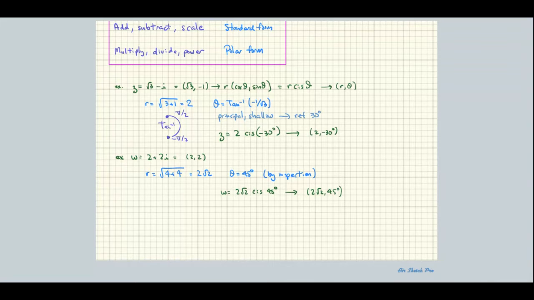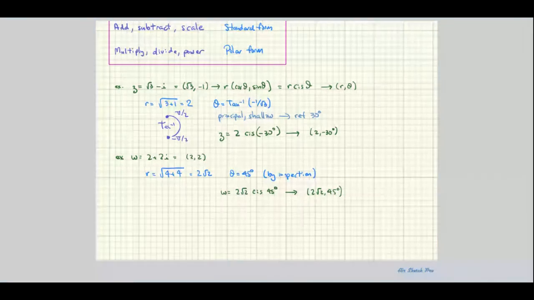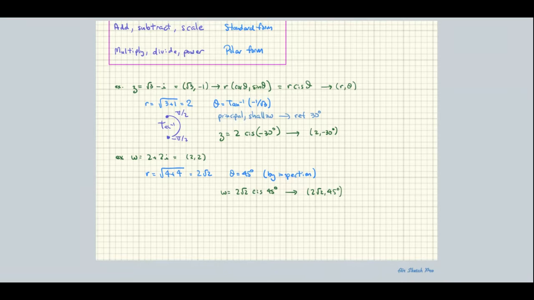For W, I would calculate the radius, the length of the vector, as the squares of the coordinates, 4 plus 4, gives me 8. I'm going to take the square root of 8, and I find myself at 2 root 2. Now, for 2, 2, that's pretty obvious, isn't it? If I'm going from here up to 2, 2, that's got to be 45 degrees. That's pretty obvious, and like I said, you can do that by inspection.